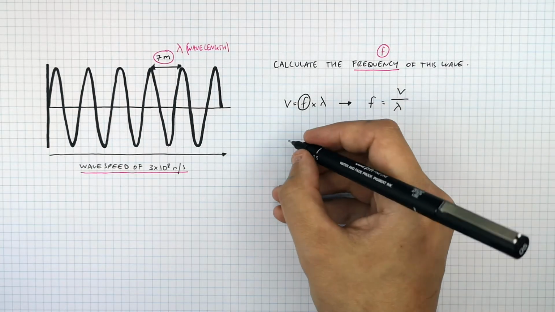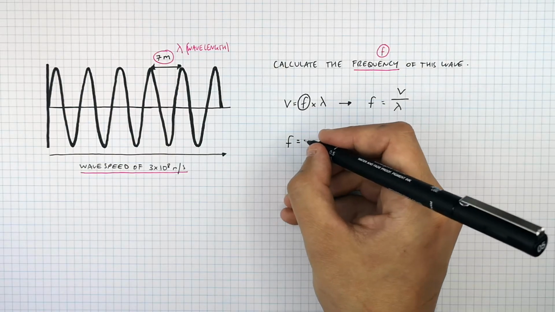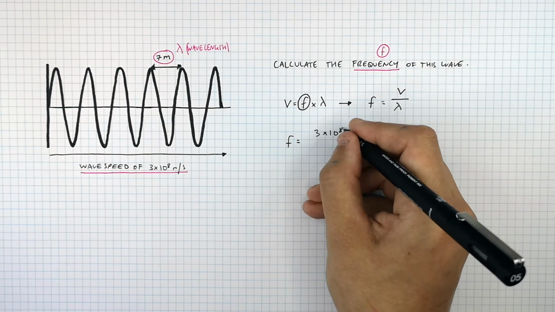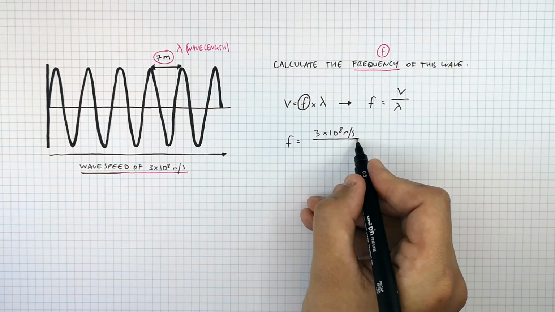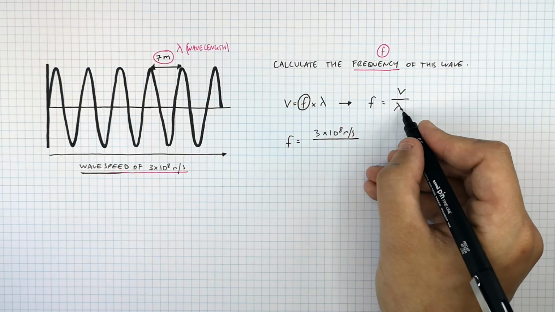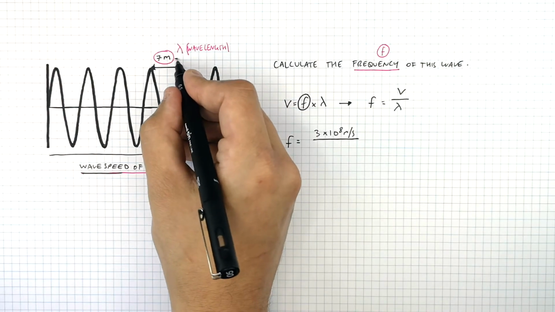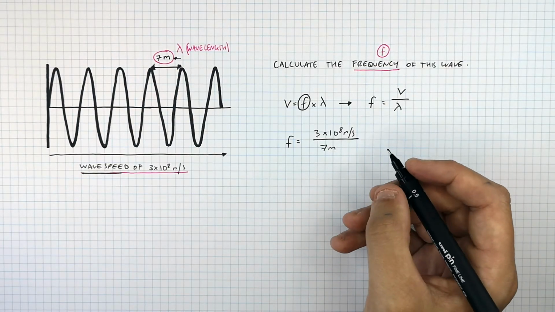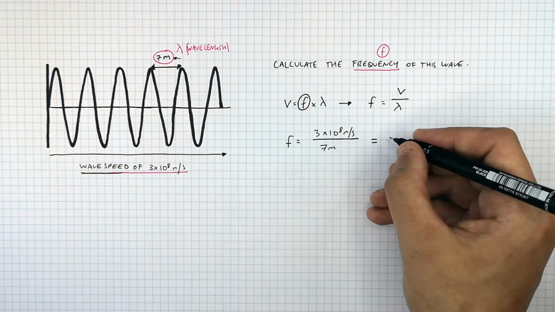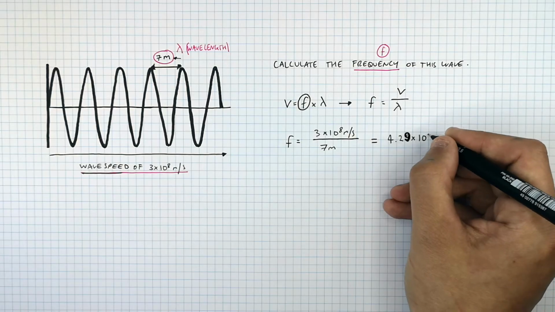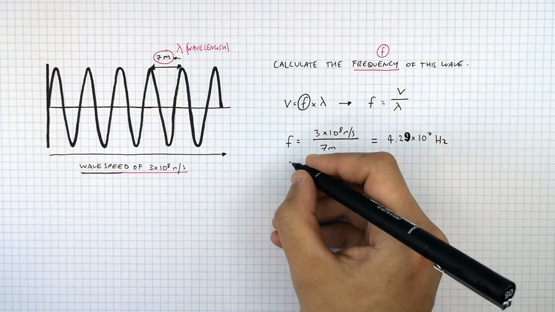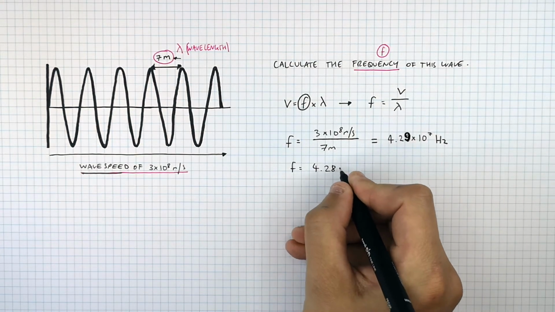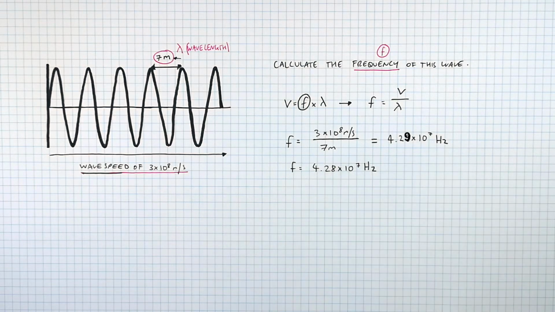So you now substitute in the numbers. F equals the wave speed, 3 times 10 to the power of 8 meters per second, divided by the wavelength, which is 7 meters. And the frequency you get for this wave is 4.29 times 10 to the power of 7 hertz.